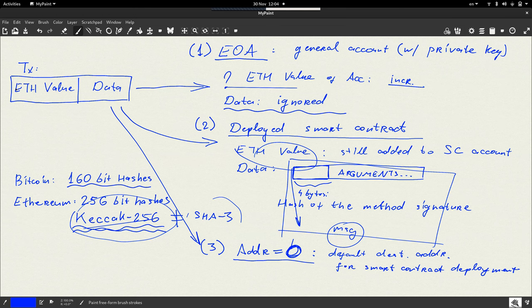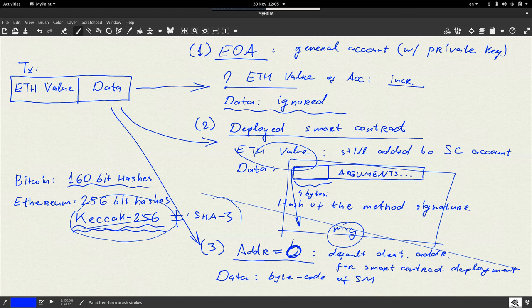When a transaction containing Ethereum value and data is sent to address zero, what do you think happens? Well, the data is the bytecode of your smart contract. The smart contract is compiled into bytecode locally at your local node, and then it is sent to all other nodes. So basically, you first compile it, then you inject it into the Ethereum network. So, okay, data is precisely the bytecode.